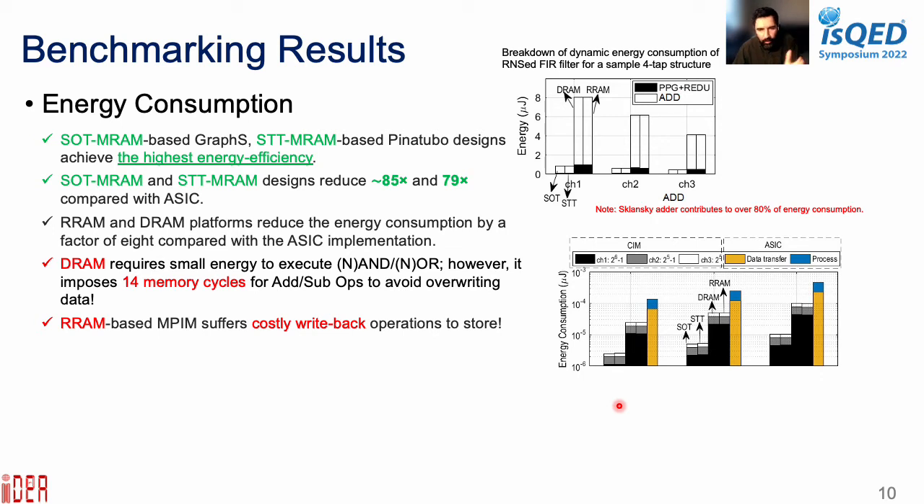As you can see, we report the energy consumed for memory access and data transfer, as well as processing it. And again, the SOTM RAM and STTM RAM designs reduce the energy consumption by an order of 85 times and 79 times compared with the ASIC design.